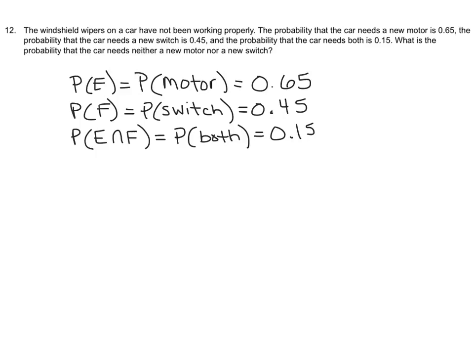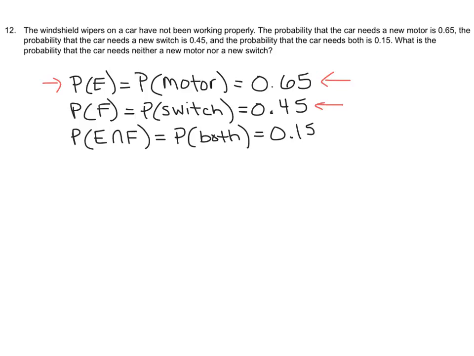First, I'll write down the pieces of information that are given to me. Now, I'm given the probability of one event. We'll call that the probability of E, which is the probability of getting a new motor. And that probability is 0.65. The probability of the second event, which is the probability of needing a switch, is 0.45.